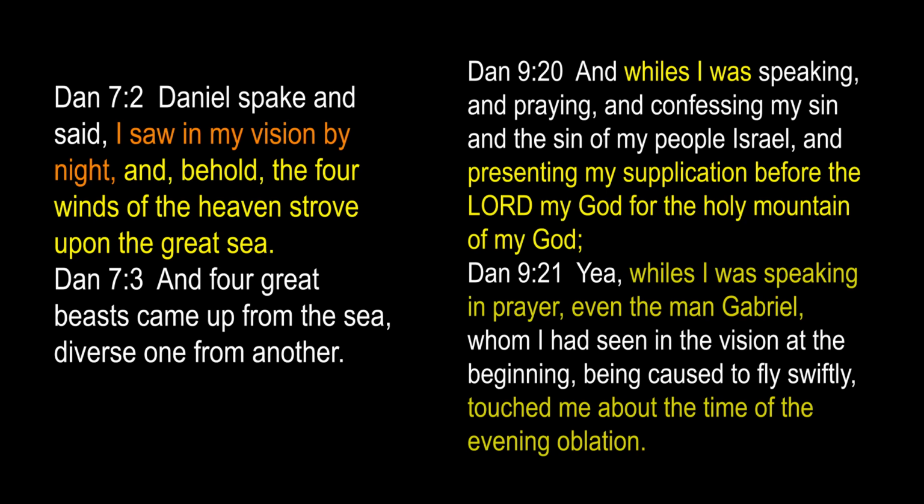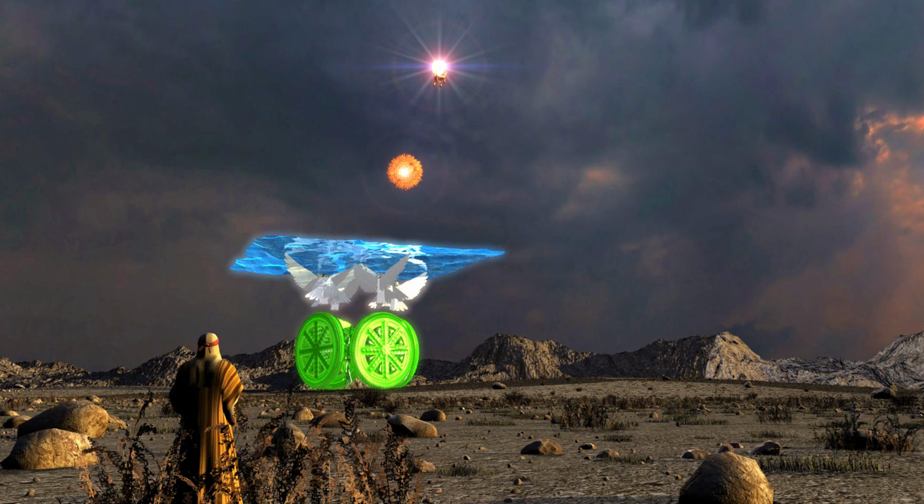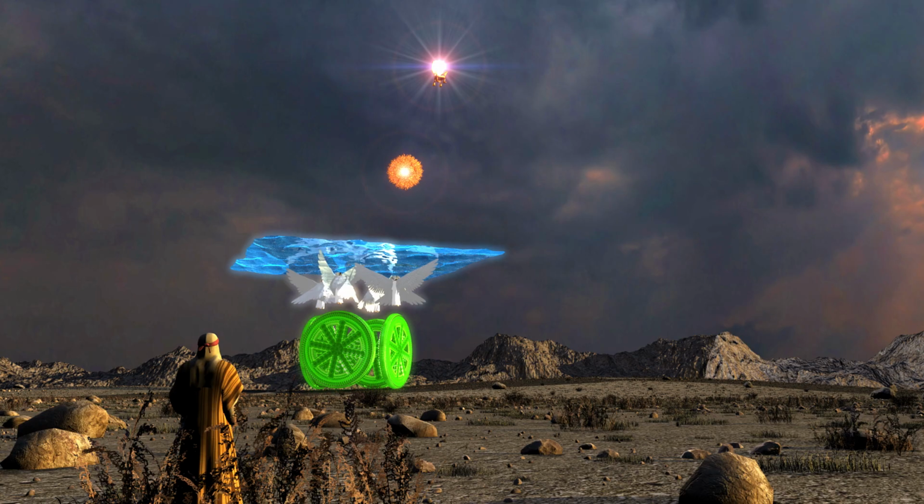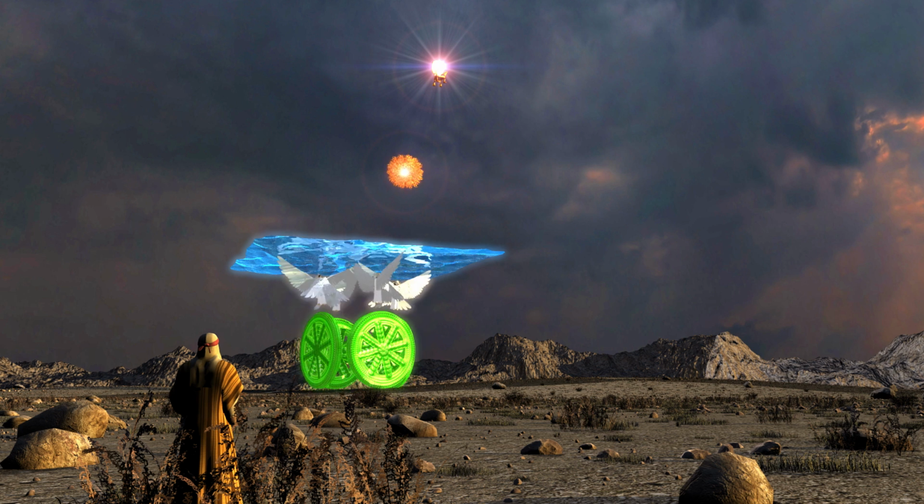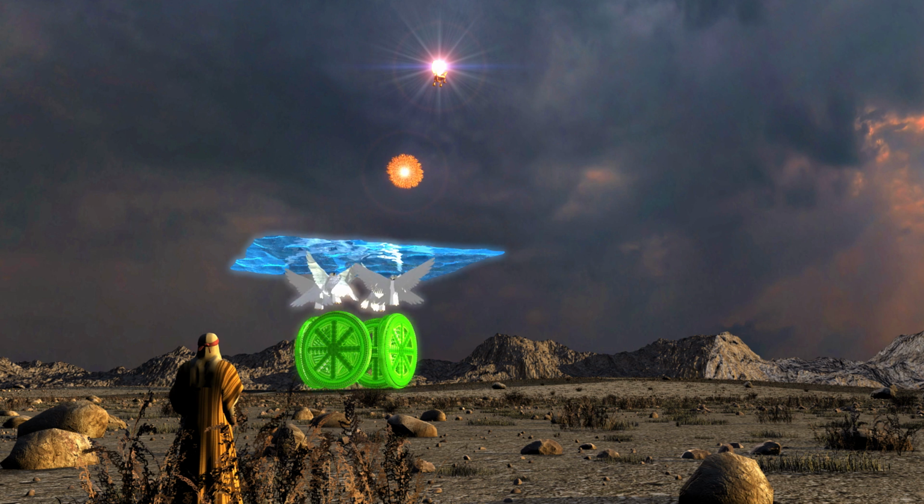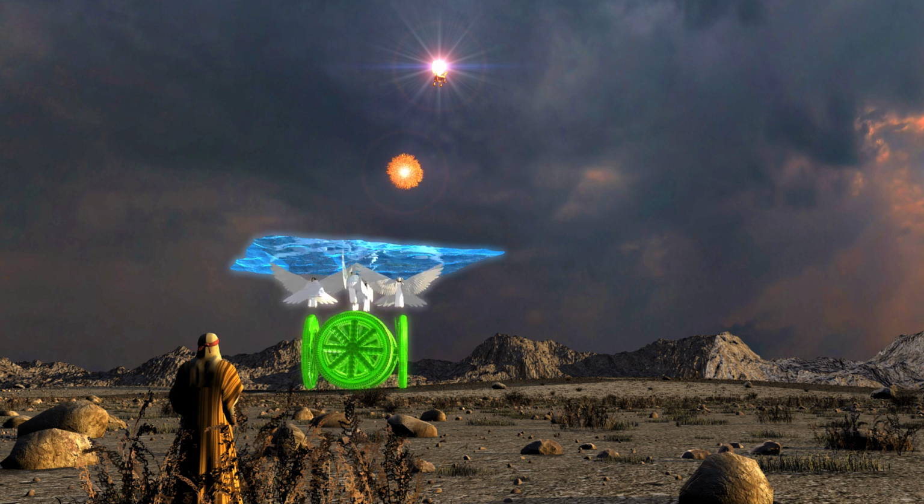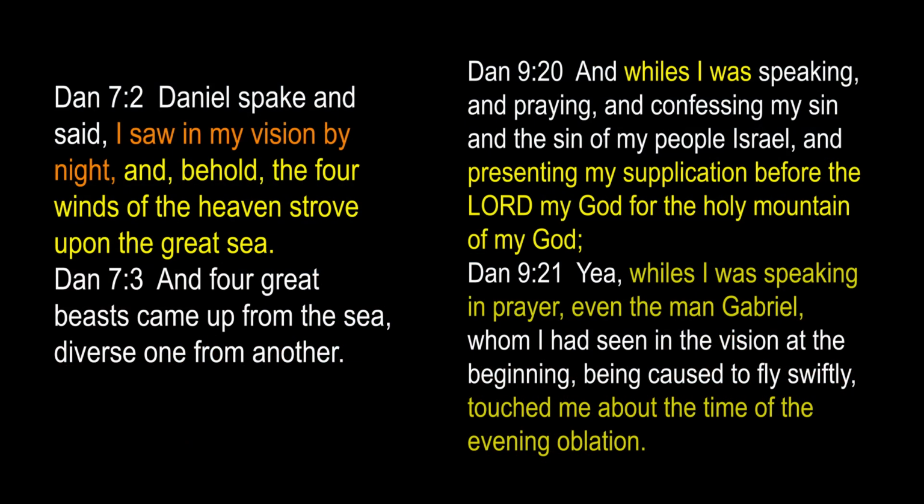The Bible says, I saw in my vision by night. The night vision that Daniel received concerned the four winds of the heaven. We understand this to mean the coming of God's kingdom that will be realized as the final harvest of the earth will then be gathered in.